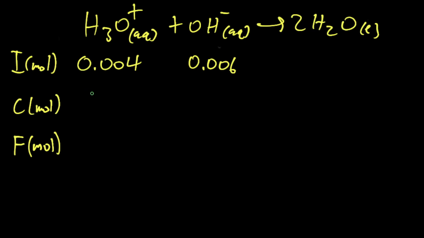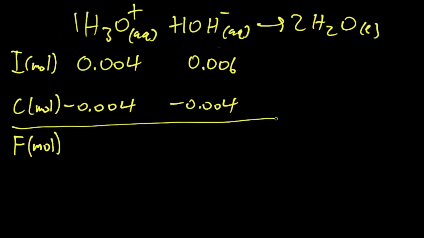Now, since we only have 0.004 moles of H3O+, all of it is going to react in the equation, which means that we will subtract 0.004 moles in the change part of the ICF table. Since this is a 1-to-1 mole ratio, we will also subtract 0.004 on the other side of the table. Now, to find the final value, we simply subtract the values to find that moles of OH- is 0.002 moles.